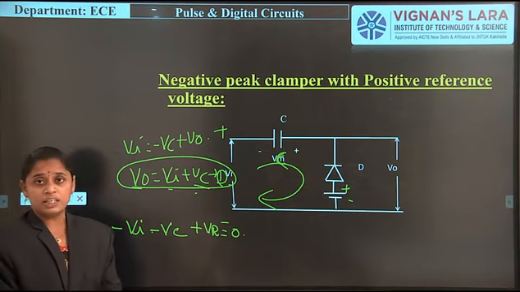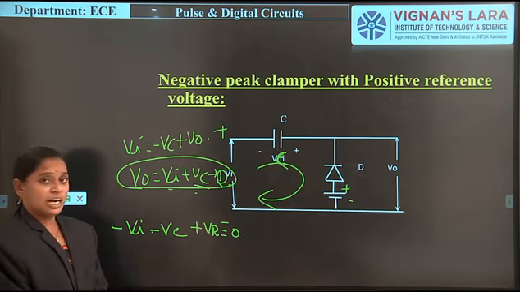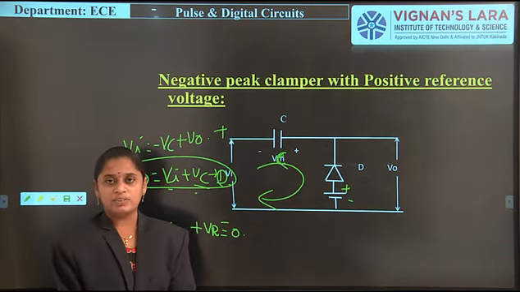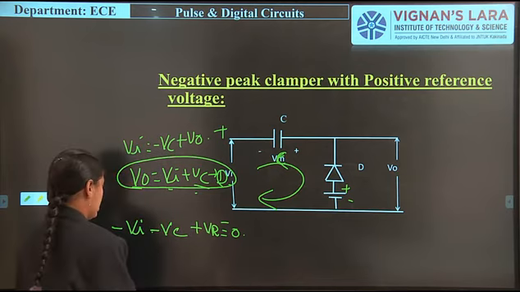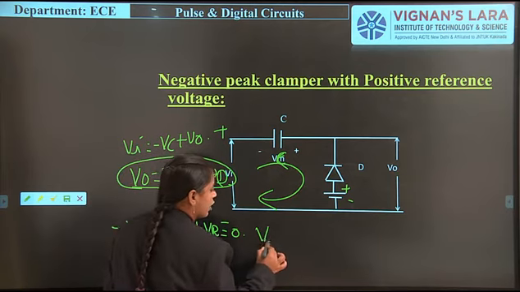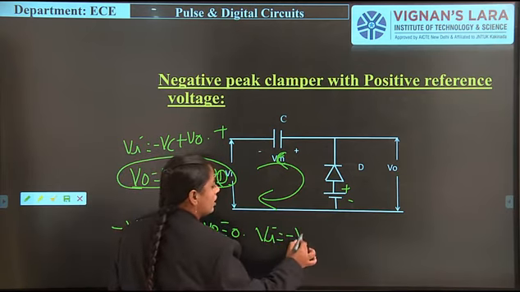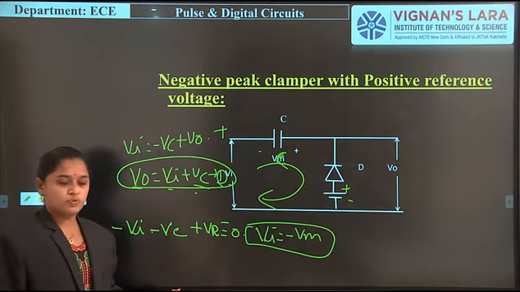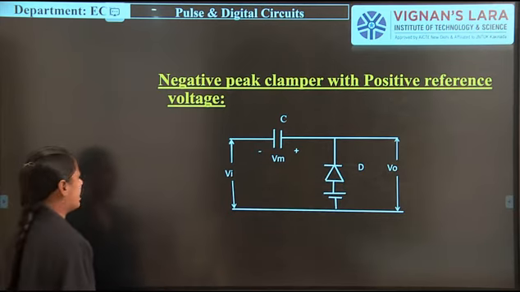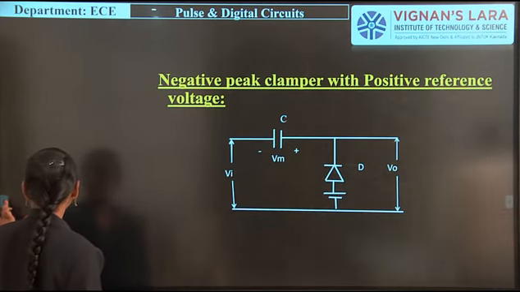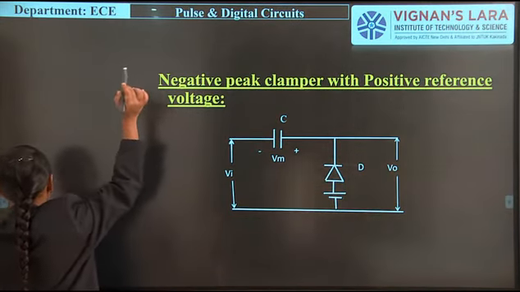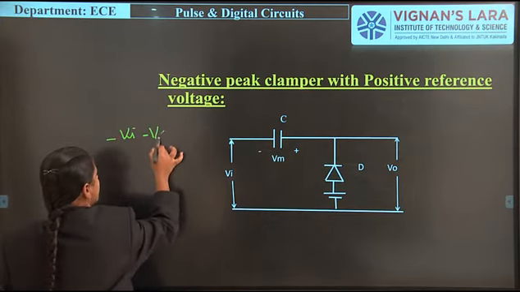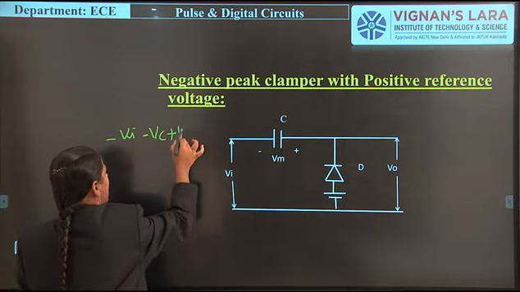Vi is equal to the input condition Vm, but the capacitor is charging on the negative side, that is minus Vm. Here we have to take it as the terminal of the capacitor connected in the negative direction. The maximum input becomes Vi is equal to minus Vm. So then it can be written like this: minus Vi minus Vc plus Vr becomes 0.